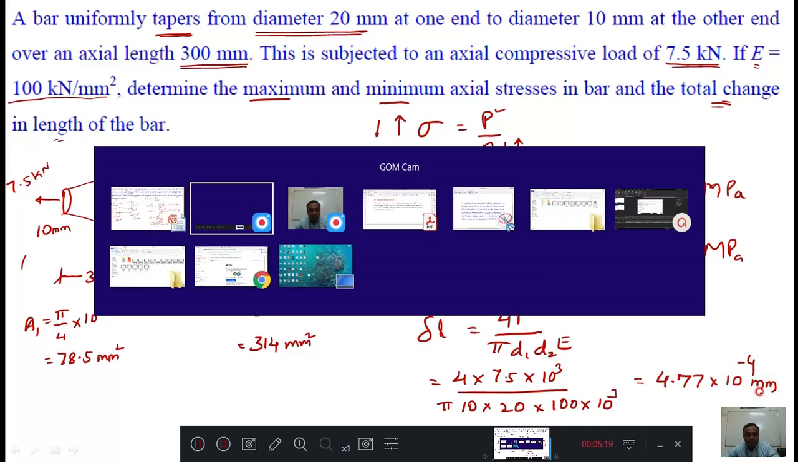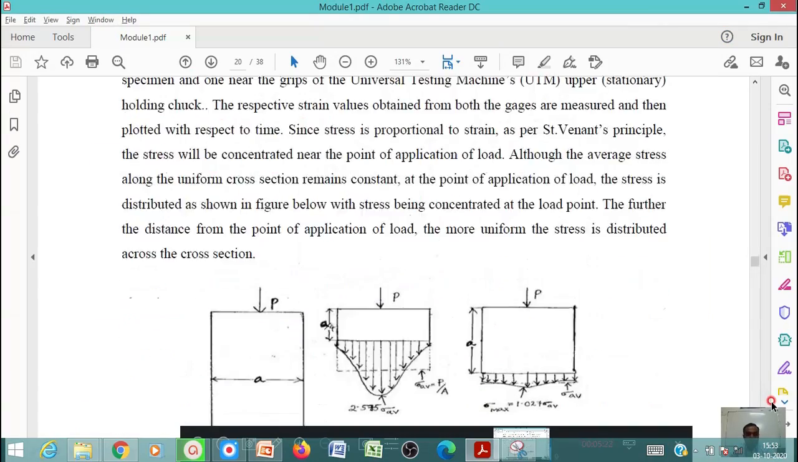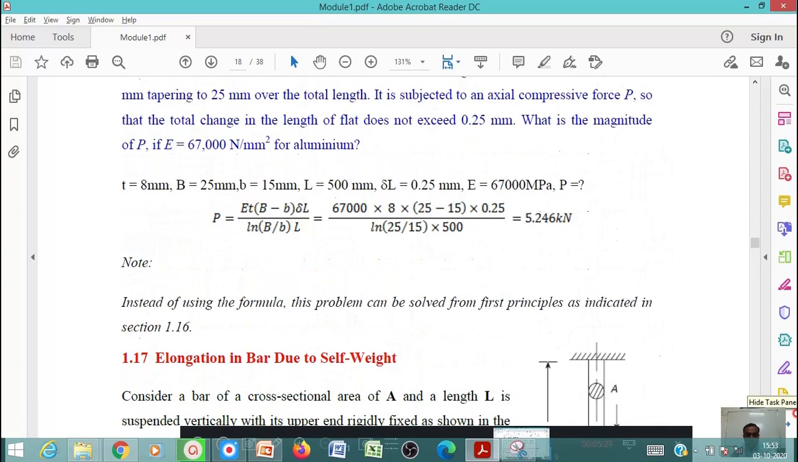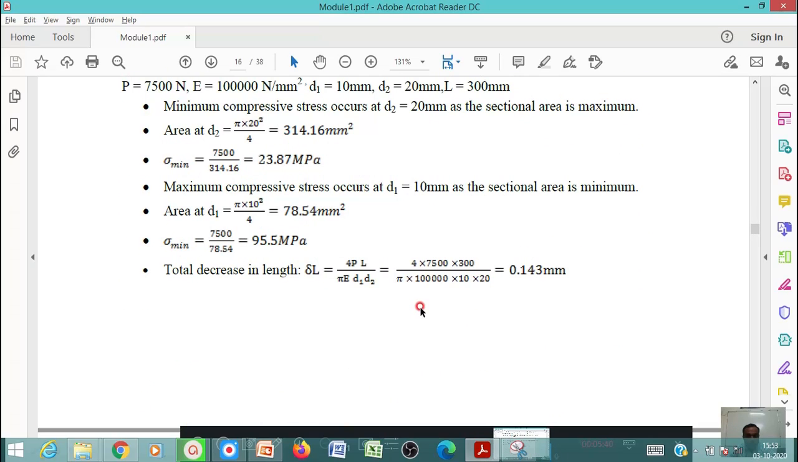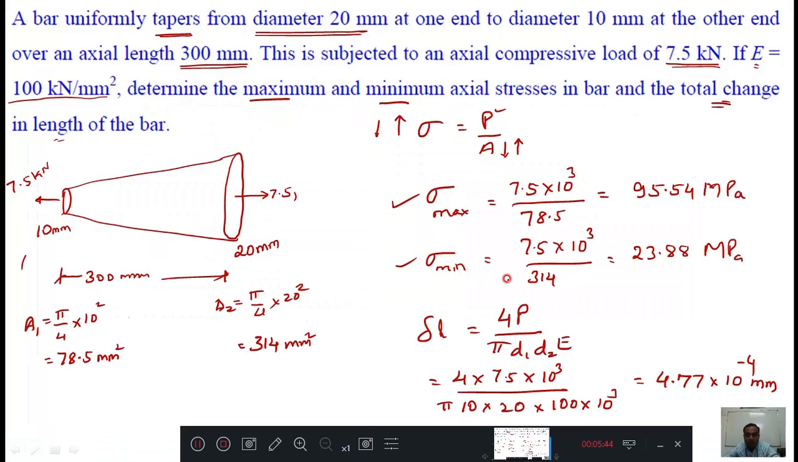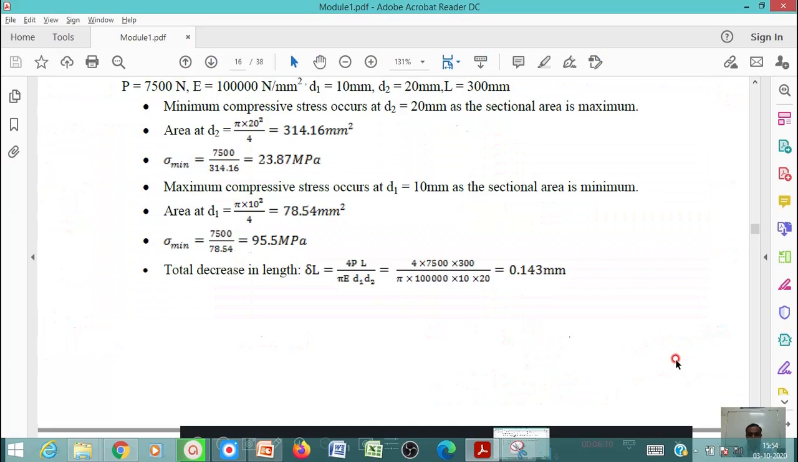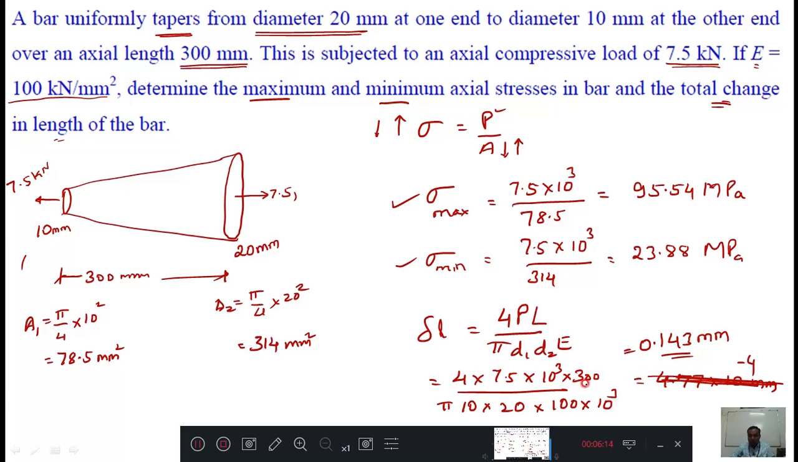Okay, let me check once again. I am confused whether this answer is right or wrong. We'll check. Oh, one mistake we made. What is that mistake? Here I need to write L. Therefore L is 300 mm, so this is the wrong answer. Multiplying into 300, we get 0.143 mm. Right? 0.143 mm. I'm sorry, I forgot L here, therefore the answer is this much.